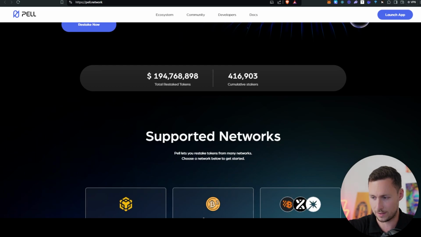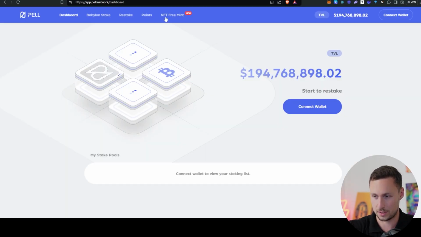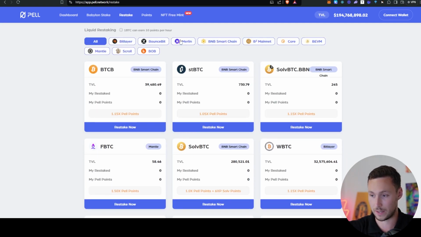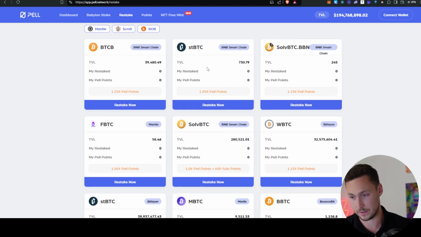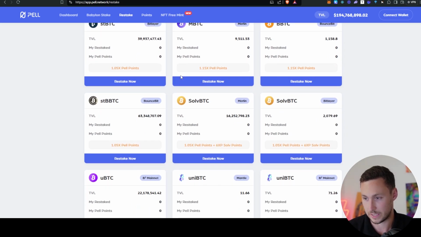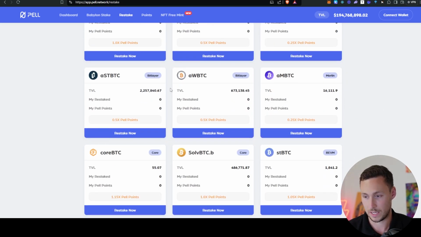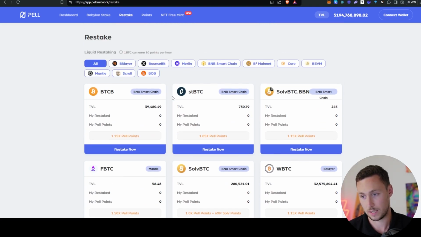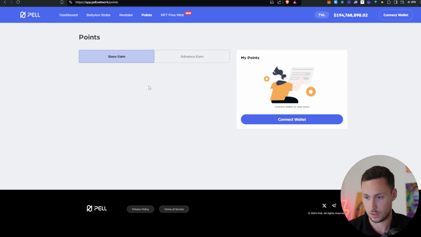And you can see that it's quite popular. There's nearly $200 million restaked. And interestingly, that's done across a number of different networks. It's on BitLayer, BounceBit, Merlin, BNB Smart Chain, B Squared, Core, BEVM, Mantle, Scroll, and BOB. So almost every Bitcoin layer 2 and sidechain. You can see there's all these different types of BTC here that you can deposit. And so if you're using the Bitcoin ecosystem, if you're using Bitcoin DeFi, I think Pell Network is a worthwhile place to put some of your Bitcoin right now.